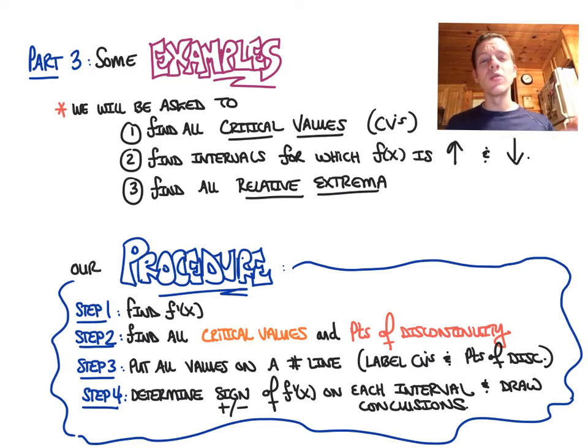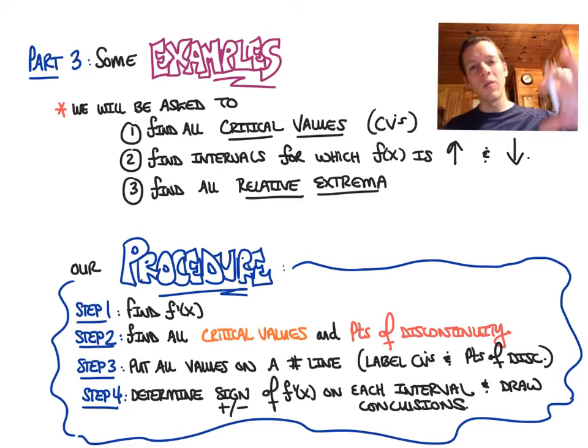Next, we're going to put all those values, the critical values and the points of discontinuity, on a number line. So we're going to work purely on a number line. And the final step will be to determine the sign of the derivative on each of the intervals that we've created on that number line. So that'll tell me when the function's going up, when it's going down, and I can start to get a sense of the roller coaster ride that function is following.